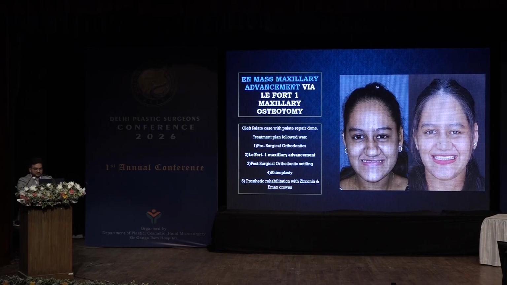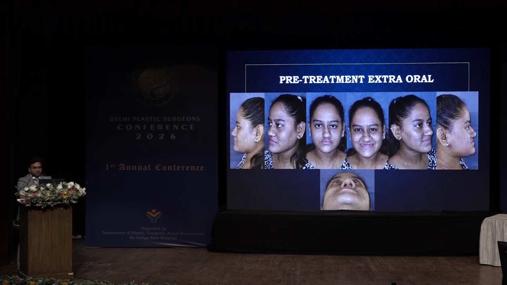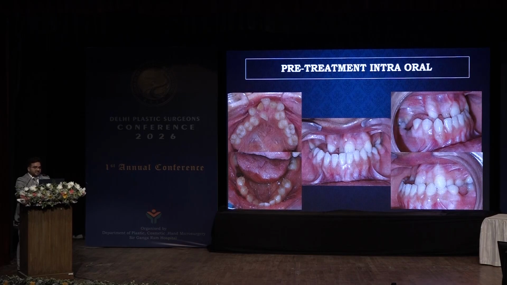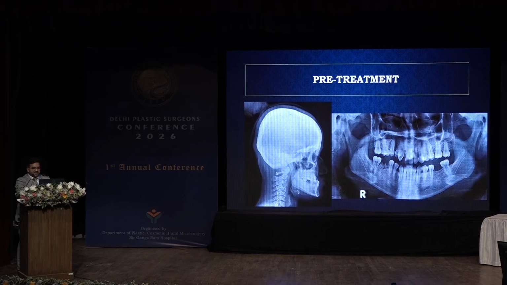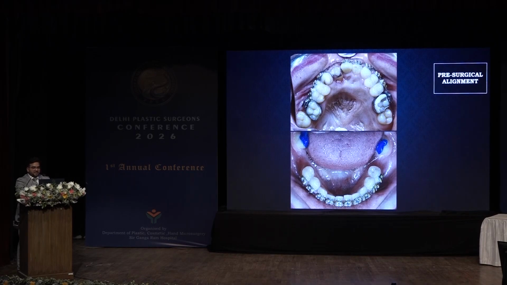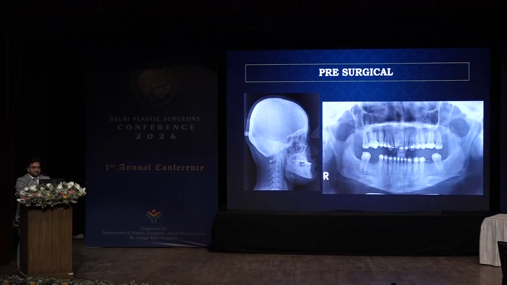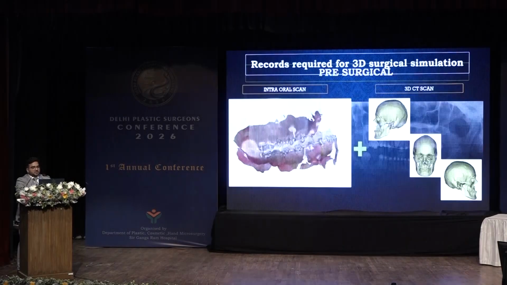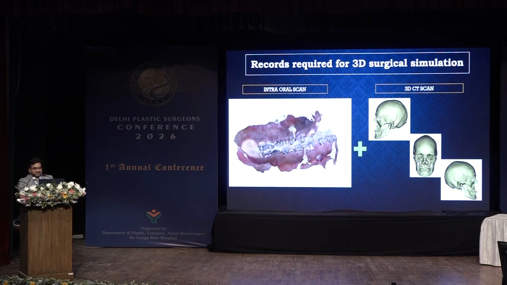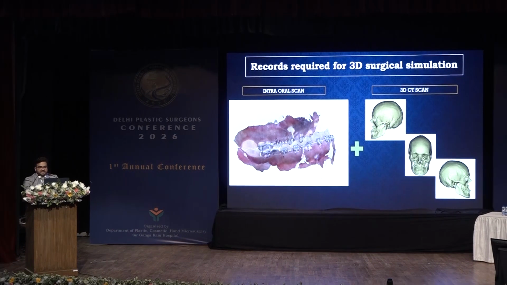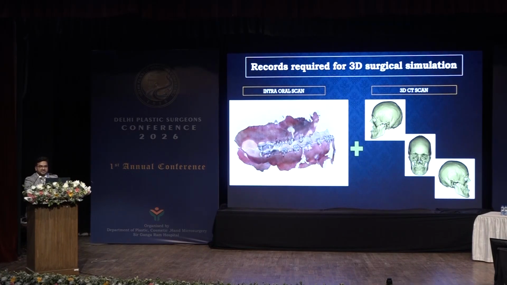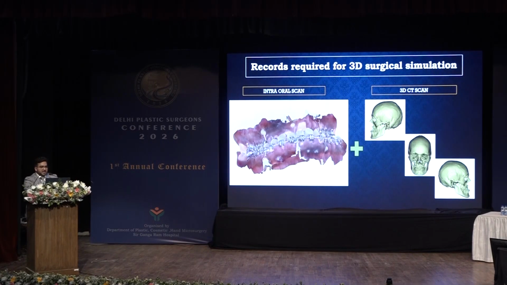So this is a patient where we planned on doing the post decompensation protocol for a class 3 patient, in which we were planning to advance the maxilla. You see the kind of malocclusion that she had. So we had to do orthodontics, get everything in line, get some amount of symmetry. When we decided on the surgery, we took the intraoral scans, which is the STL file. We took 3D CT scans, which is the DICOM file, 1 millimeter slice thickness with soft tissues.